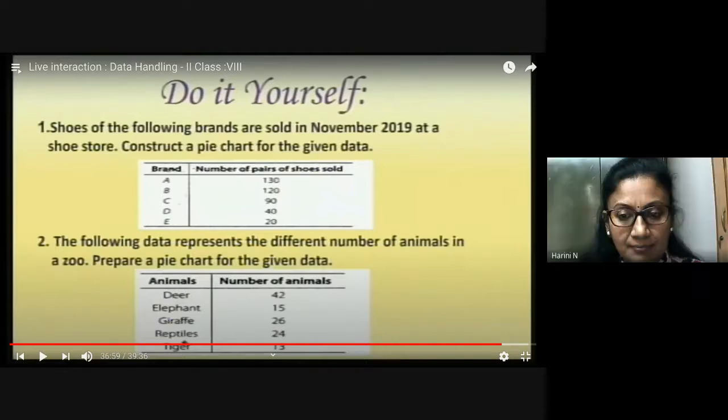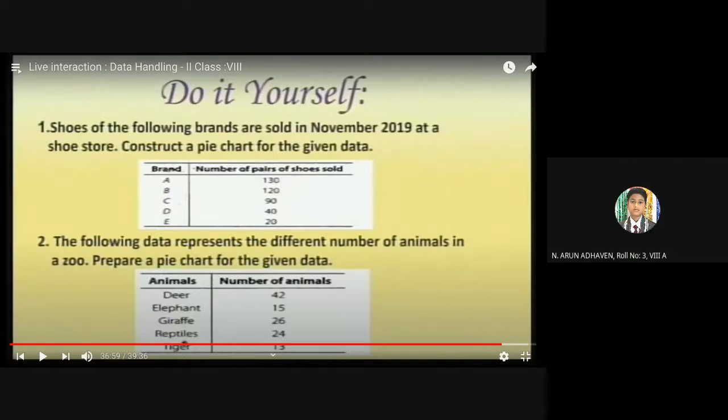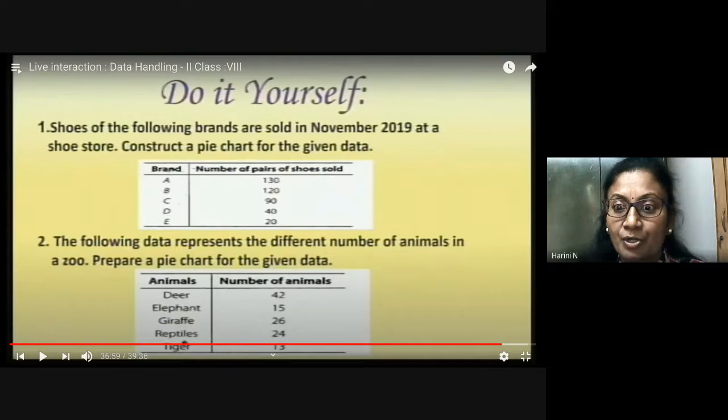Yes, ma'am. Okay, so these 2 problems, maybe you can note down a little later, because anyway, I'm going to send you. No, but where is the total, ma'am? Total number of members? You can add all the entries given there, the number of pairs of shoes sold. 130, ma'am. 120, 90, 40, and 20.